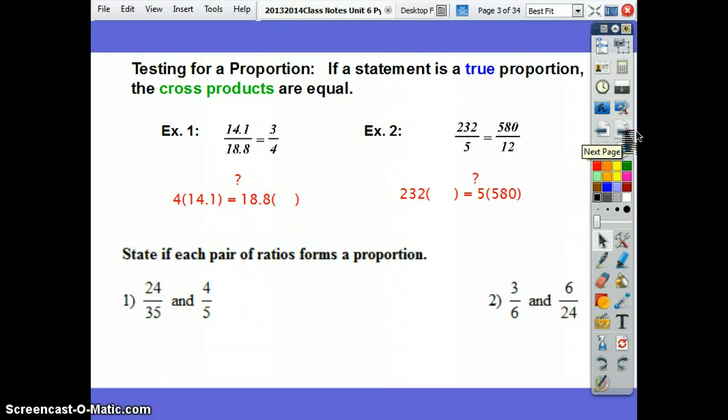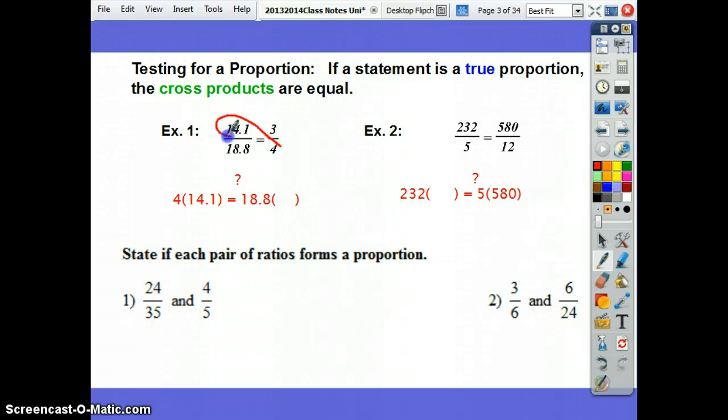Okay, the first thing I want you to know is what a proportion is. It's two ratios set equal to each other, and their cross products will equal each other. So let's test and see if this is a proportion. If a statement is a true proportion, then these cross products are equal. And here are the cross products.